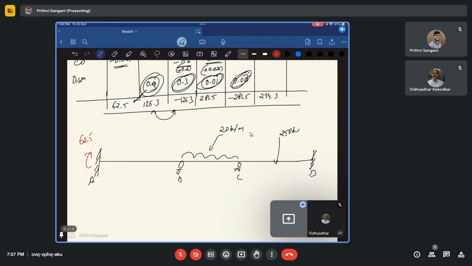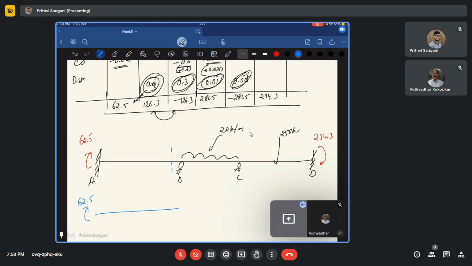Maybe we'll do that while we are drawing the bending moment diagrams. So MDC is again clockwise, 234.3. Okay, so this is what it is. So how to find the shear forces? Shear forces are again simple. You need to just break down each thing. You need to just draw the free body diagrams.